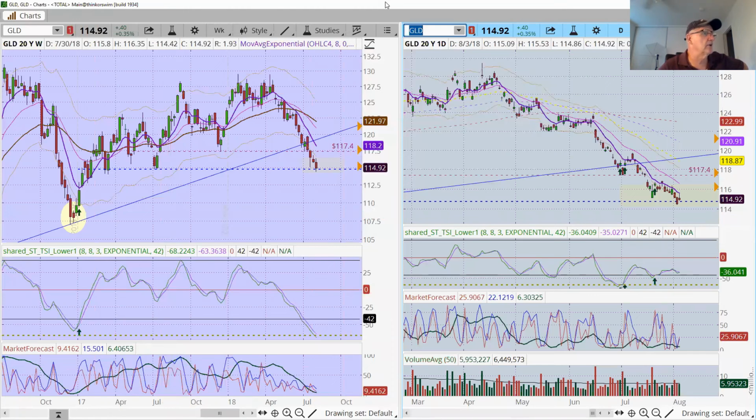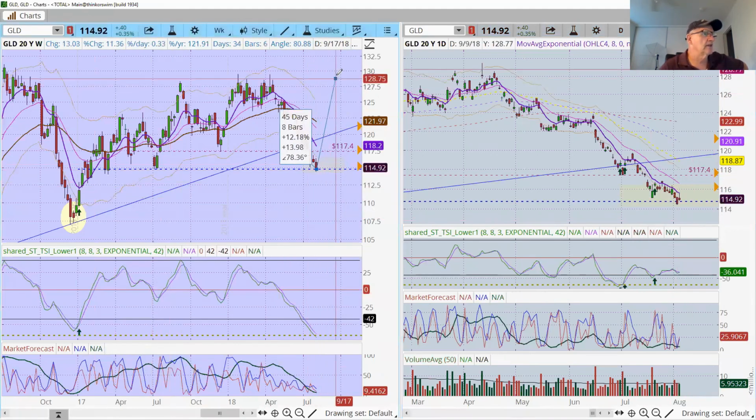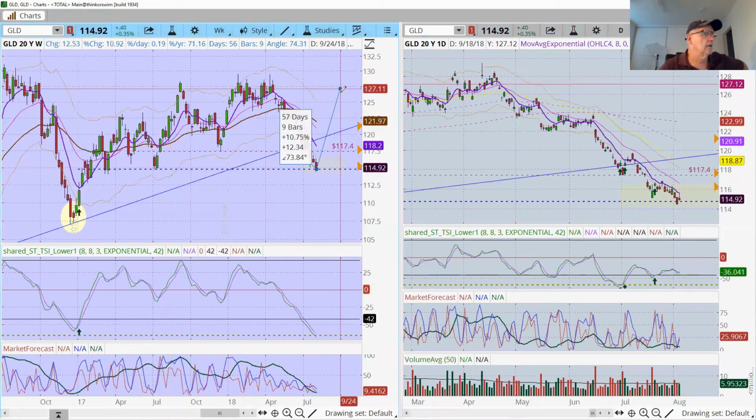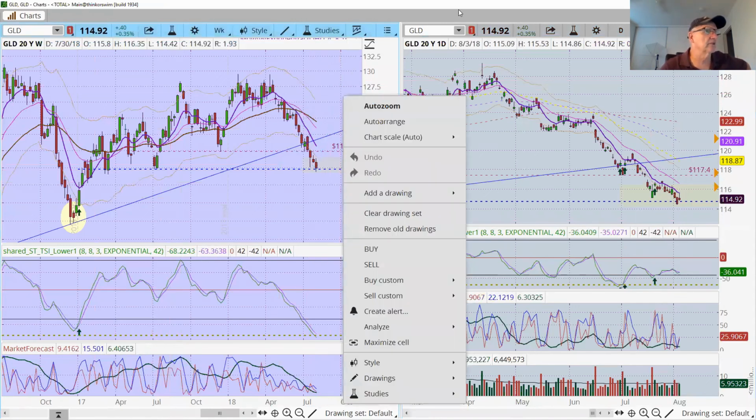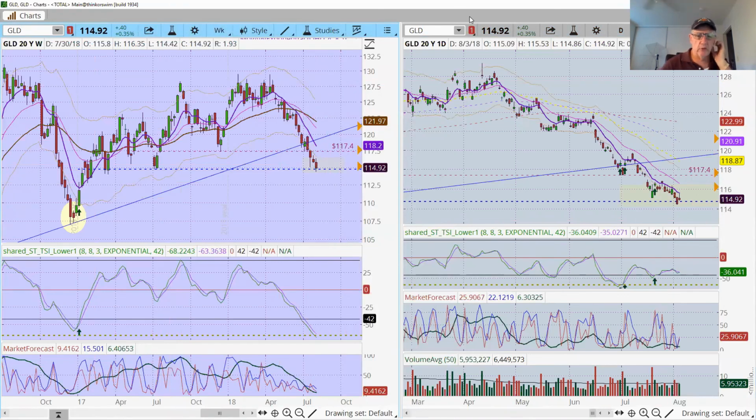Now, what's typically the move? The move has typically been over 9 to 10 weeks and runs about 10%. And so if we bounce from here and ran 10%, that would put us right back to about, let's say, 126-ish. So from 114 to 126. And then I'll be sharing with the premium members a couple of different ways to potentially trade that that are fairly low risk, but with the potential of a strong return.